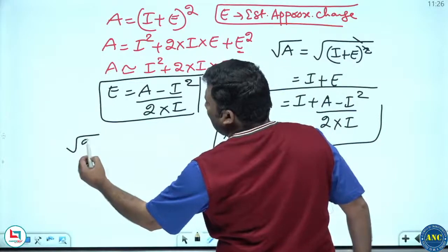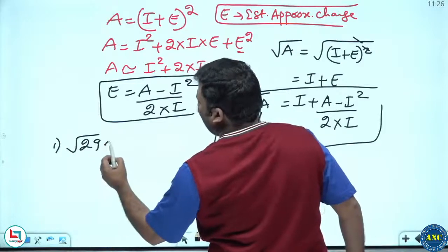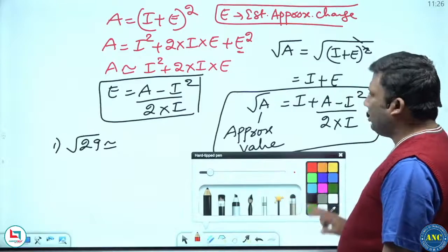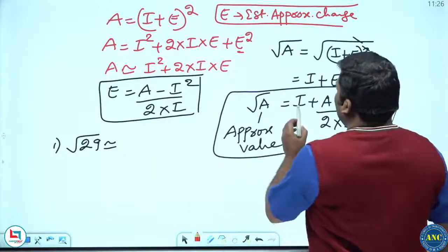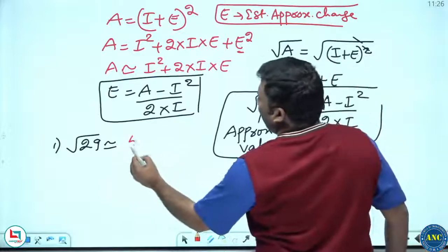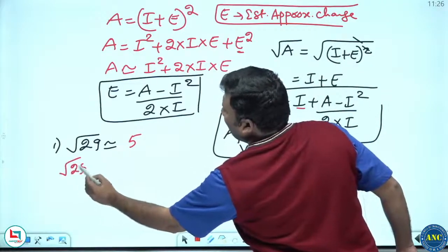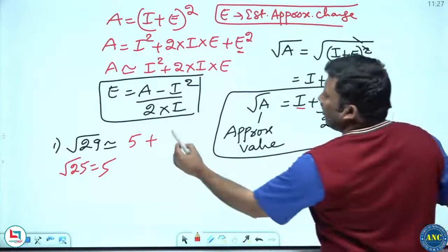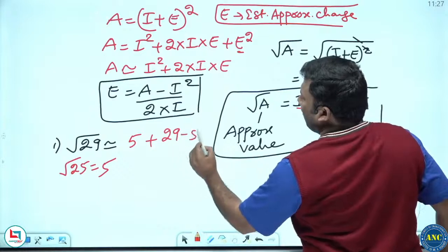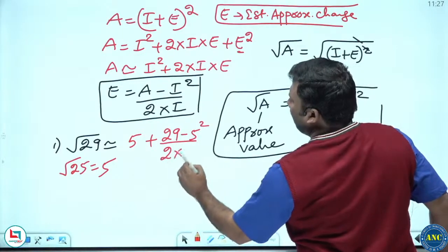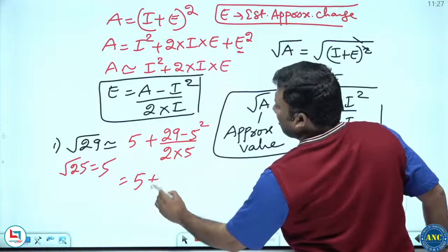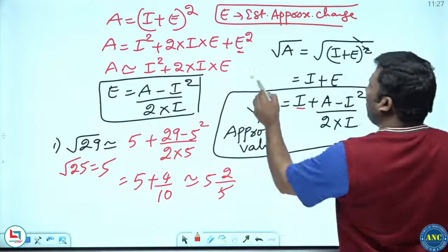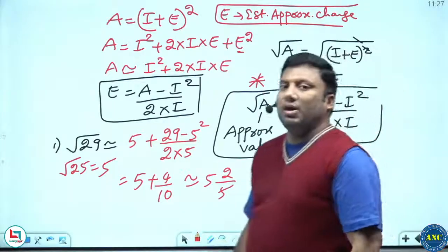Suppose root 29 is there. Now it is clear: I is the nearest integer. What is the nearest integer? The nearest integer is 5, because the square root of 25 is 5. I hope the idea is clear. A minus I square: A is 29, minus I square, divided by 2 into 5. So 5 plus 4 by 10. That is how the concept is derived. I hope this concept is extremely clear to you.